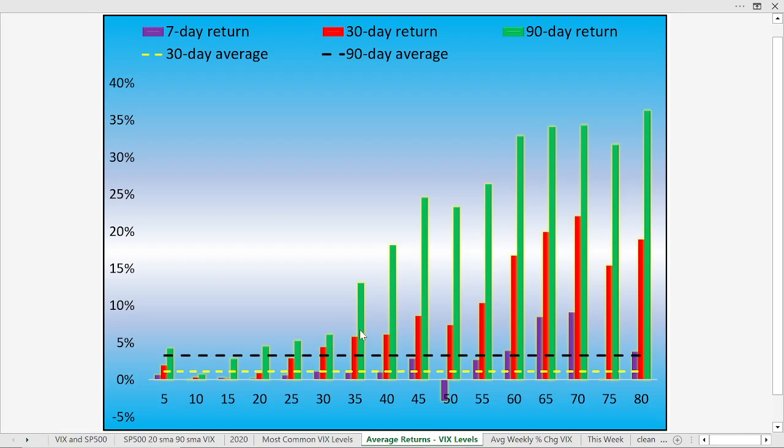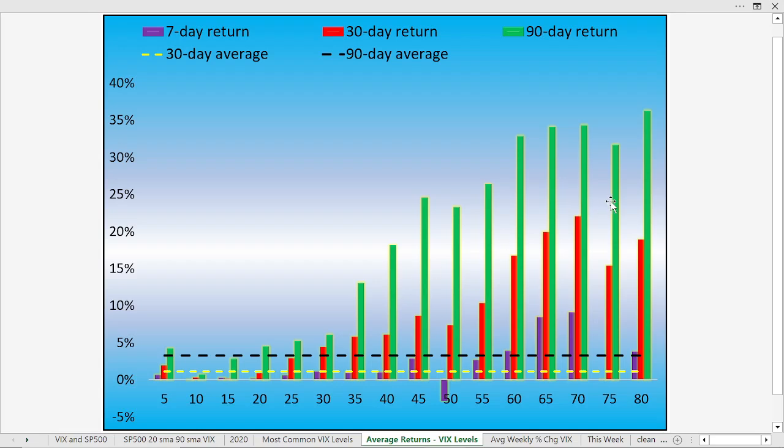If we only buy the S&P 500 when the VIX is between 35 and 40, on average, for the past 9 years or so, the S&P 500 returns around 13%. If we're to buy only between 40 to 45, the data shows us around 18% return on our money.